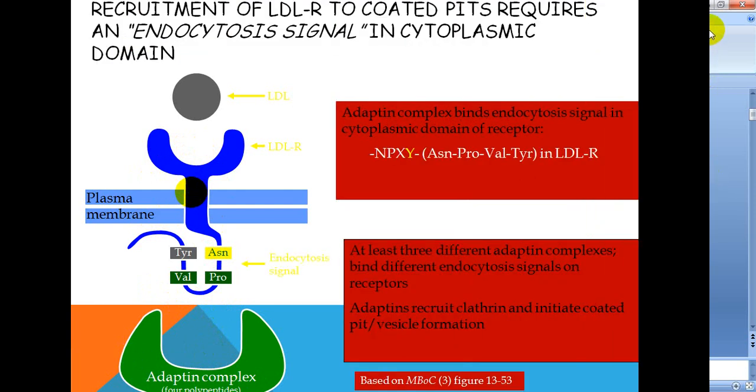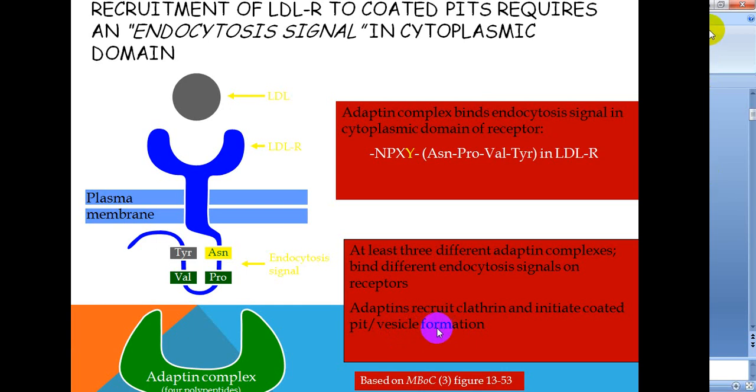So this adaptin complex binds to the endocytosis signal in the cytoplasmic domain of the receptor. There are at least 3 different adaptin complexes that bind different endocytosis signals on the receptor, and this adaptin recruits clathrin and initiates coated pit and vesicle formation.